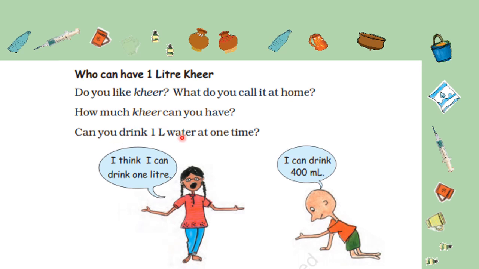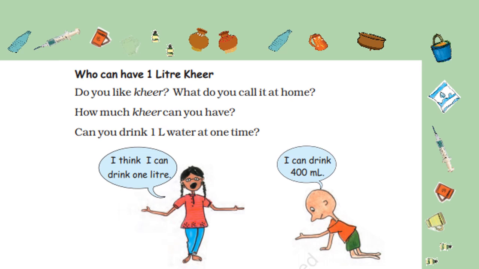Can you drink 1 liter water at one time? You just try and find out. Now this is a girl and boy. This girl is saying that I think I can drink 1 liter. And this boy is saying I can drink 400 milliliter. So every different person can drink a different quantity, okay? So you have to write your own answer.